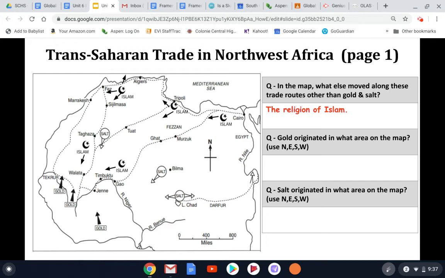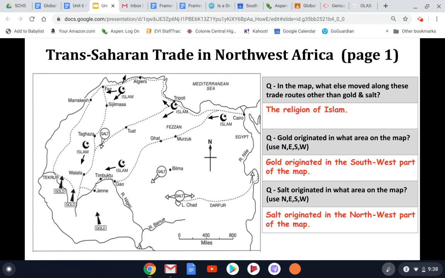So when we look at where gold is located, gold is coming from the southwest part of this map, south and west. Salt originates in what area on the map? Salt is coming from kind of the middle part of the map towards the eastern right section, but it is going in that direction. So it must be originating from this region up here, which I would call, using my cardinal directions, the northwest part of the map. North and west. And you can even say maybe a little bit of eastern too.